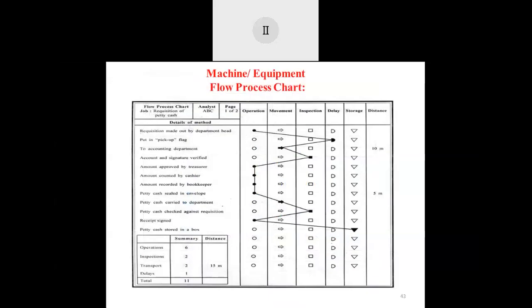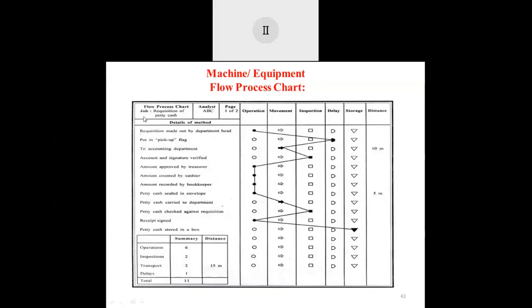So next, the machine equipment flow process chart. Here a machine or equipment flow process chart is shown. It's a real example of how a machine or an equipment flows from where to where, and from time to time it needs to move. And for that, what will be the process chart, and how you need to indicate it. So this is a machine or equipment flow process chart, where it is written flow process chart.